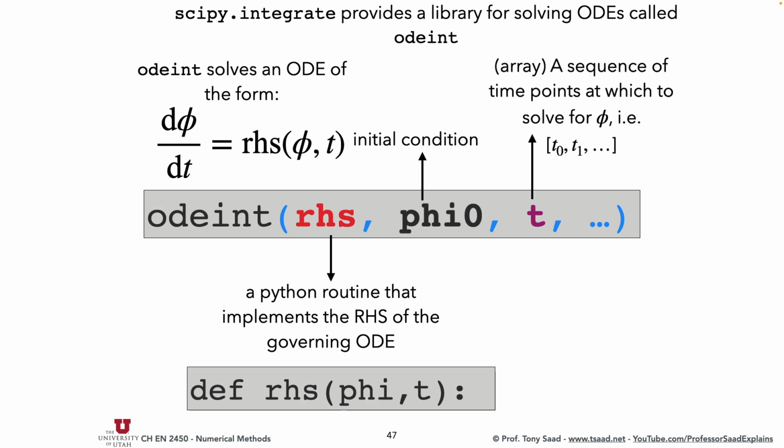Phi 0 is an initial condition, and t is an array at which you want the solution to be computed. Okay? T0, T1, T2, however you want to space those. You can hard code those at the different times you're interested in. You could do a linspace, you could do a logspace, however you want. And odeint will find the solution at those points for you as a guarantee. And odeint returns a bunch of numerical values that contain the values of the solution at those different times, T0, T1, T2, and so on.